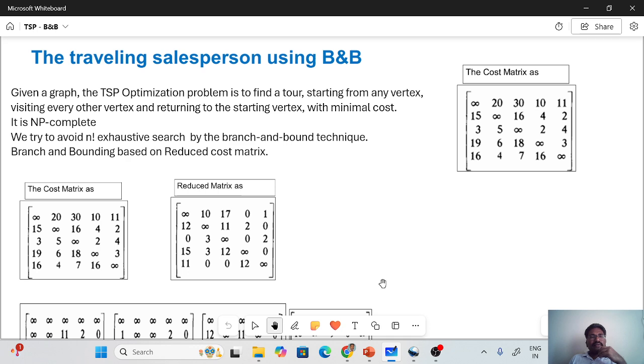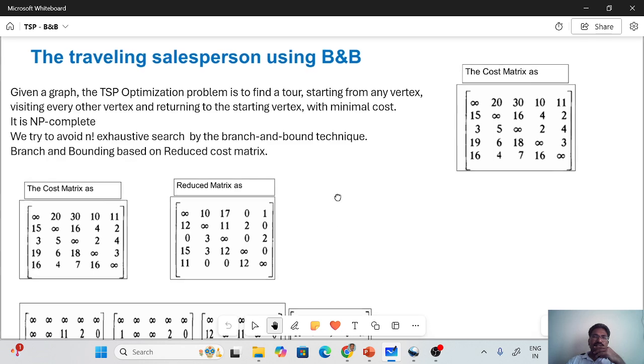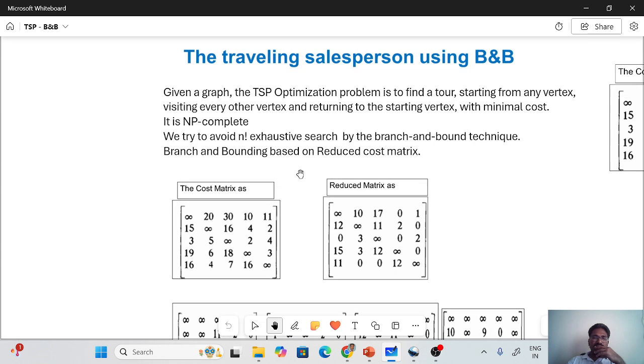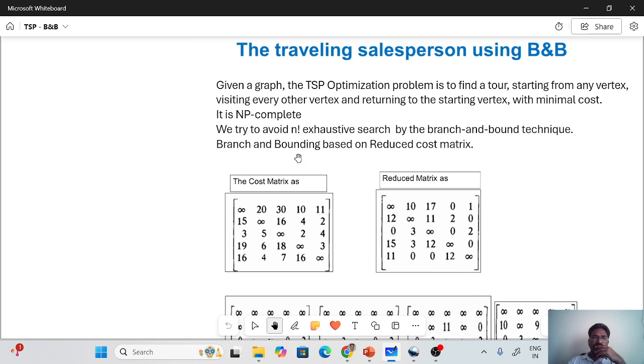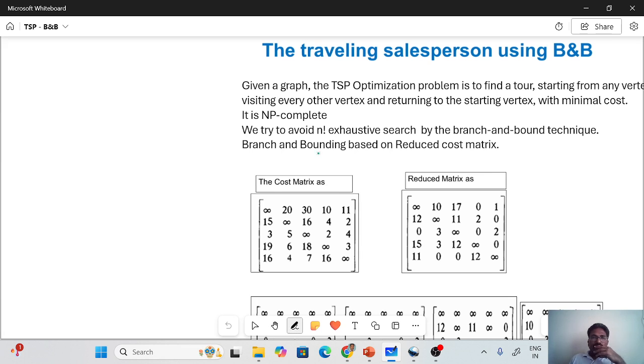In this session I am going to discuss the traveling salesperson problem using branch and bound. I hope you are good at the traveling salesperson problem statement, but once again I want to discuss it. We have a graph, nothing but some vertices. Each vertex you may consider as a city.